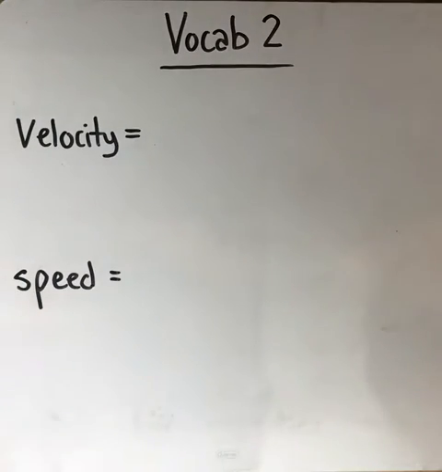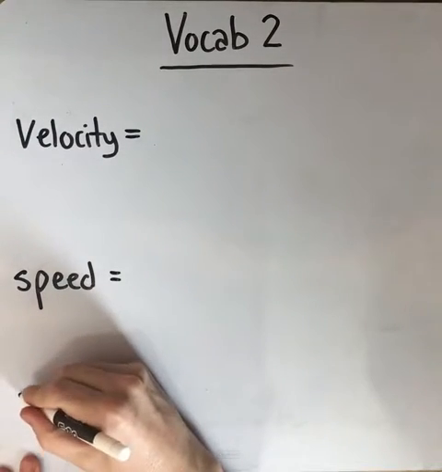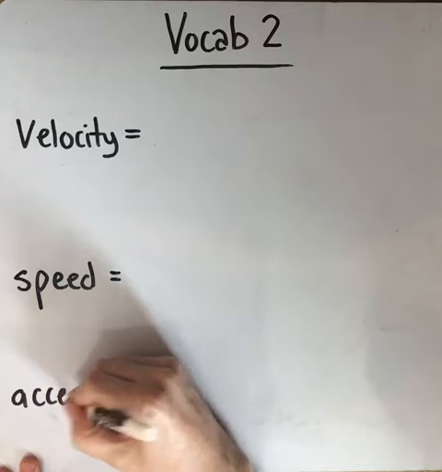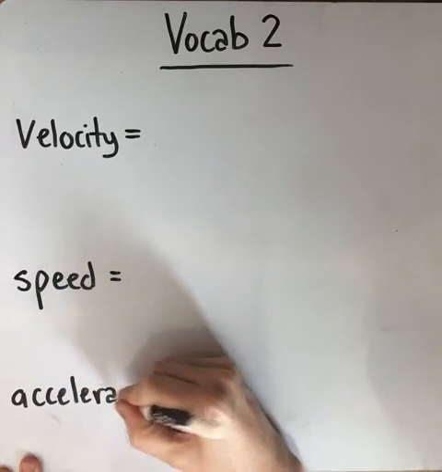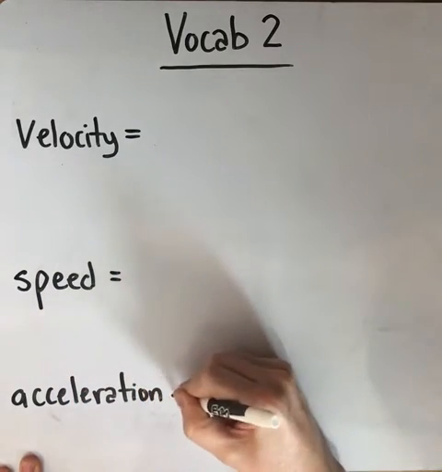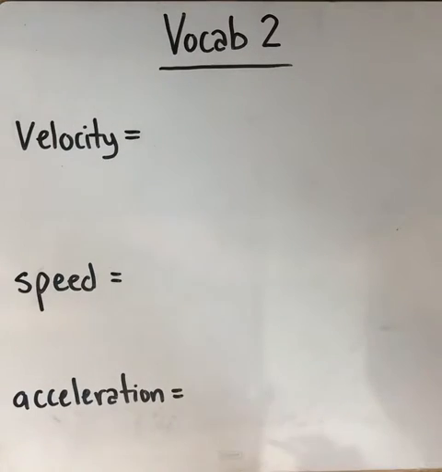We are going to look at another set of vocabulary words that are important to understand. It's easy to mix these words up, but it's important that you use them correctly when you're in your physics class. All three of them have to do with how quickly an object is moving, but they measure that motion in different ways.